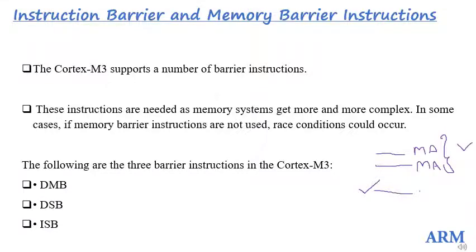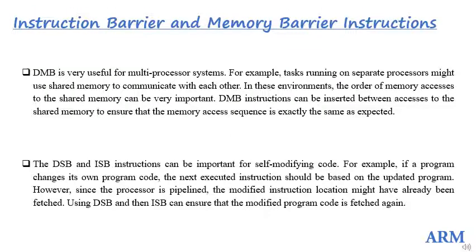So this is one place where these memory barrier instructions have to be used. The memory barrier instruction will ensure that the previous instructions are completed so that the third instruction can go on with a valid memory access. So this is a simple example that I have given, where the memory barrier instruction can be used. So this is what I meant.